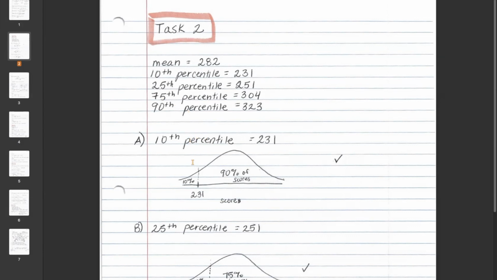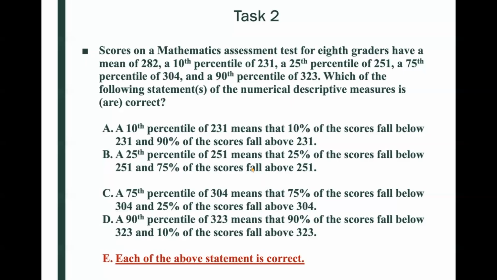Here, I want to see visually what it looks like, and then I'll go back and see if the statements are correct. So here, the 10th percentile is 231. Let's first look at the first statement. A 10th percentile of 231 means that 10% of the scores fall below 231 and 90% of the scores fall above 231.